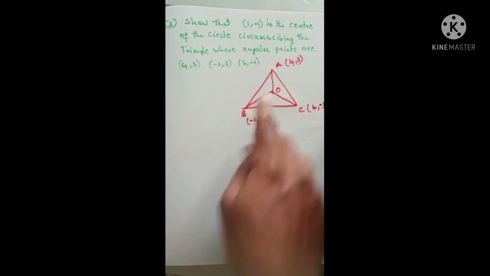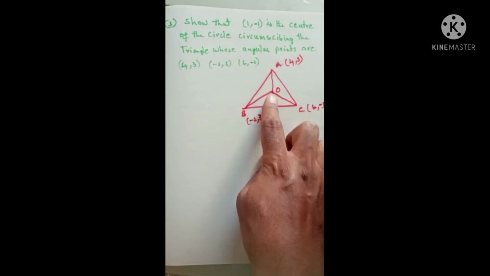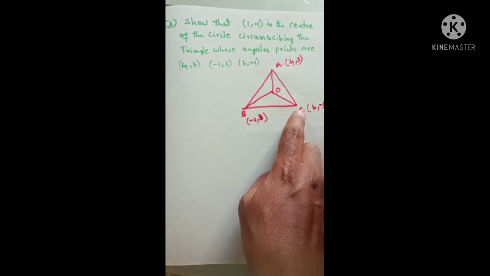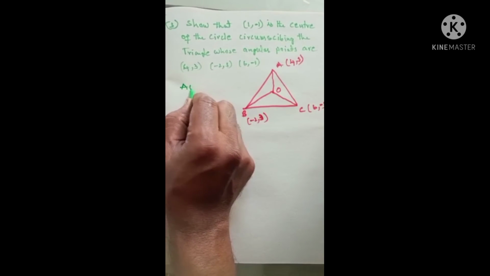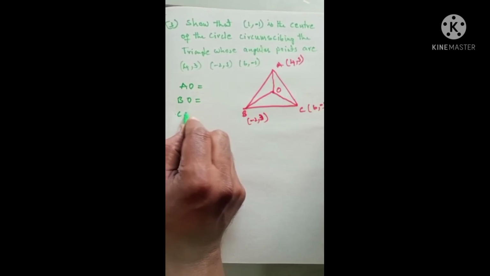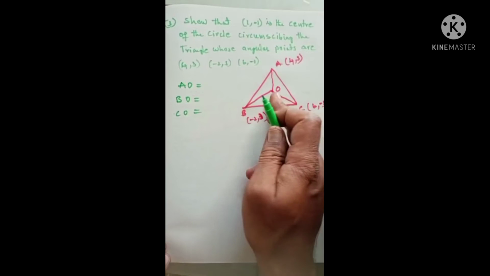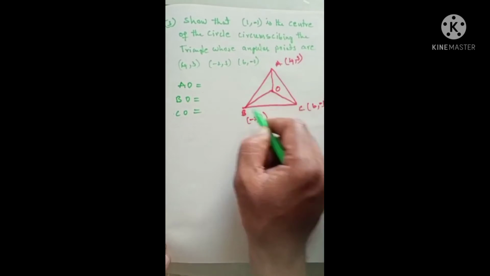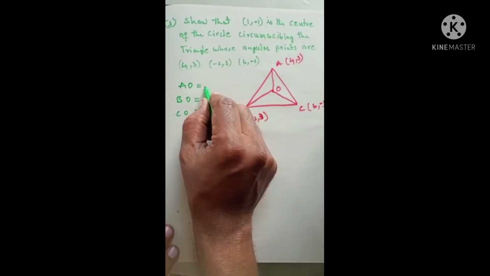Now if it is the center of that circumscribed circle, the distance from A to O should be equal to B to O, which should be equal to C to O. So first you find AO, next you find BO, and next you find CO. Then you will get equal answers. Then you can say this is the center of the circumscribing circle. Is it right?